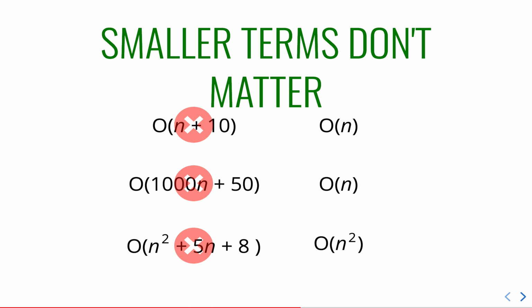If you ever have any doubt in your mind, try plugging in a very large number for n, and just compare the difference between n squared and then 5 times n. The general trend is just O of n squared.